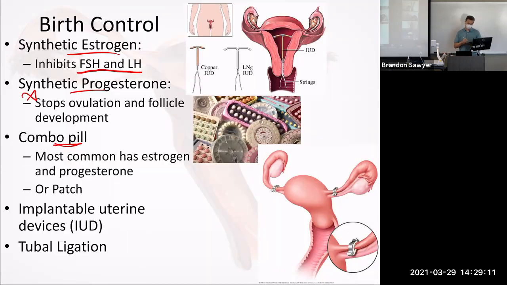IUDs are very common these days as well, which is an implanted device like this that pretty much makes implantation impossible. And then this is what you can do to prevent pregnancy later on, tubal ligation. You just go in there and put those clamps on those tubes, similar to the vasectomy in males.